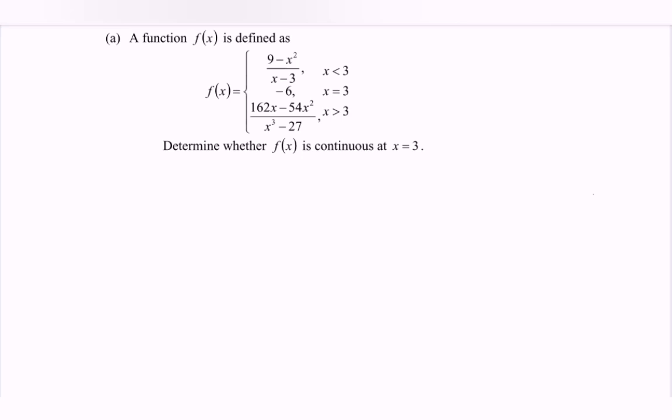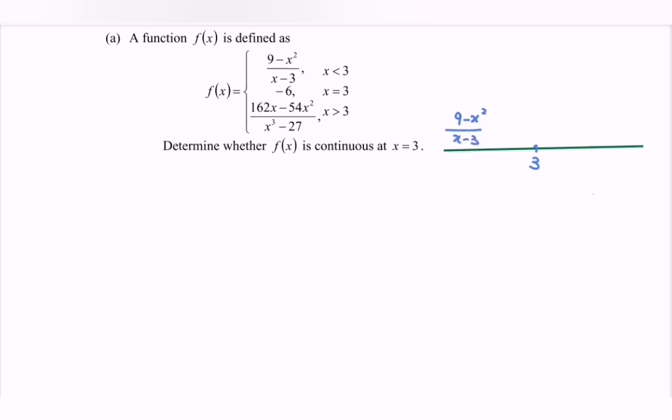Hello everyone, in this video I'm going to discuss the example for limits and continuity. A function f(x) is defined as follows. For this case, my suggestion will be to illustrate the situation on a real number line. Here we have the value 3. For x less than 3, we have the function (9 minus x squared) over (x minus 3).